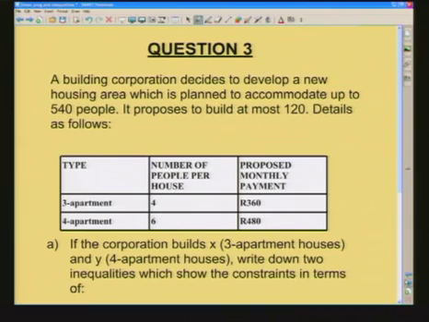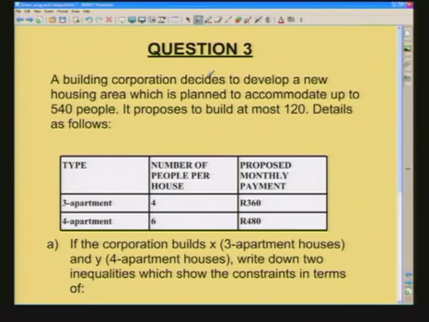All right, this question involves us being given a table. Now you might notice in the previous one, I gave you words and I asked you to organize the table. This one, they are giving you a table and words and you're going to have to sort it out. So let's see what it says. A building corporation decides to develop a new housing area, which is planned to accommodate up to 540 people. Now, up to 540 means its maximum is 540.